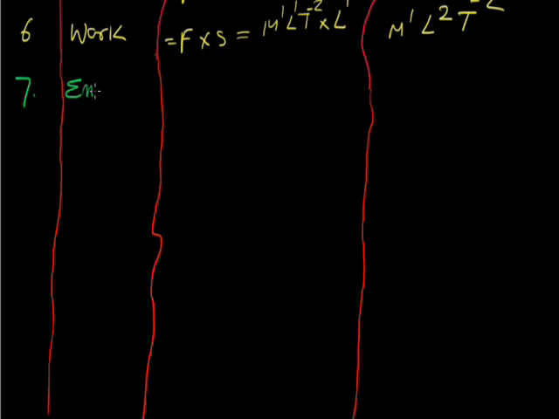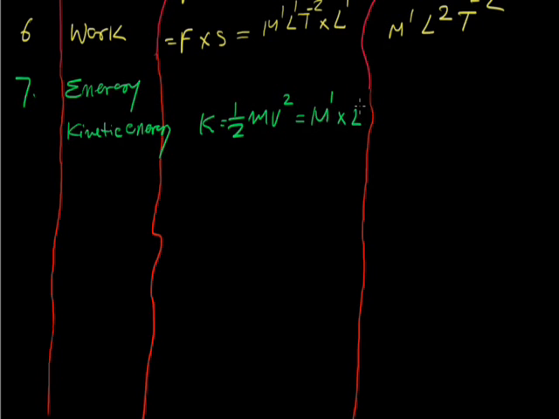Seventh is energy, that is kinetic energy. Kinetic energy K is equal to half mv square. We know that M is 1 and v square is L1 T minus 1 whole square. It is equal to M1 L2 T minus 2. It is also equal to the work done.